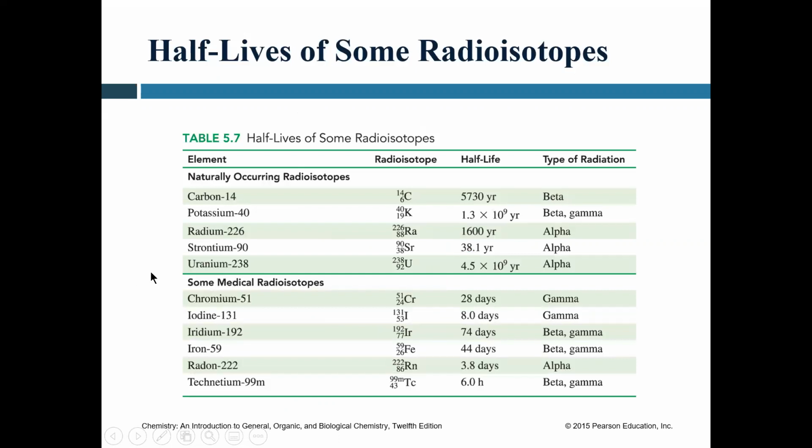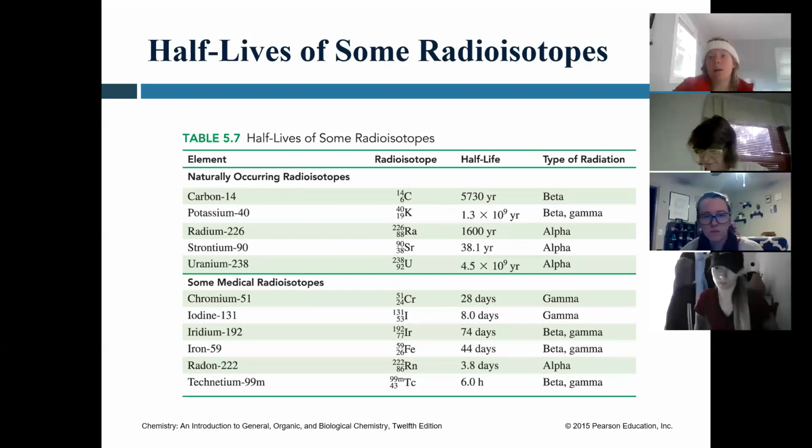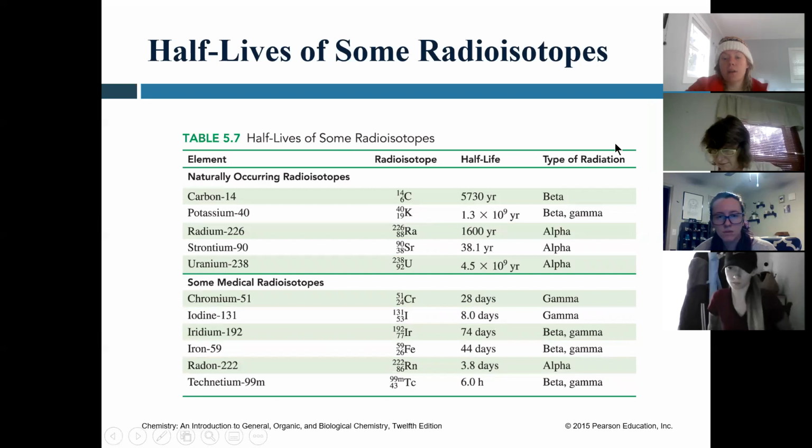So what are the half-life values? You don't have to have these memorized, but here are some naturally occurring radioisotopes. Carbon-14 has a half-life of 5,730 years, and you may want to have that number available during an exam. That's just a pretty common one. So half of the original radioactive carbon-14 will be present after 5,730 years.